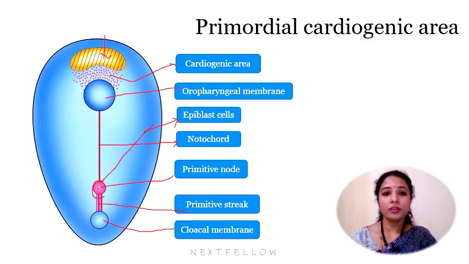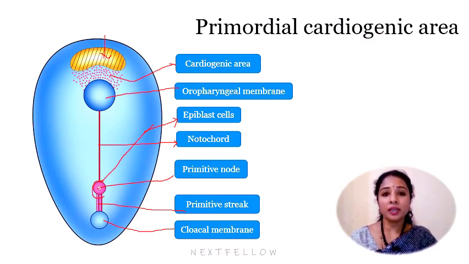So the progenitor cells which lie in the epiblast immediately adjacent to the cranial end of the primitive streak migrate into the splanchnic layer of lateral plate mesoderm. That is the reason the heart is mesodermal in origin. So the cells of the epiblast migrate through the primitive streak to reach the primordial cardiogenic area that contains a cluster of cells, approximately around the 16th day of gestation.